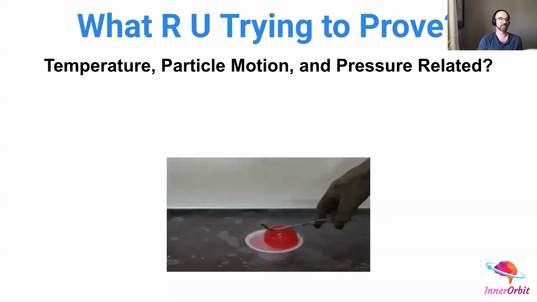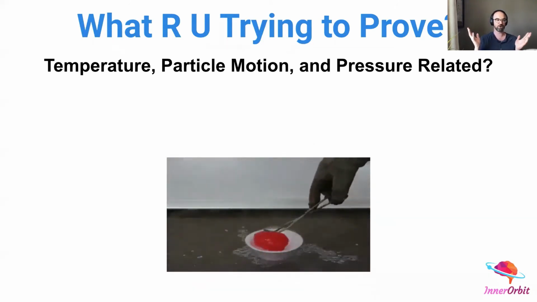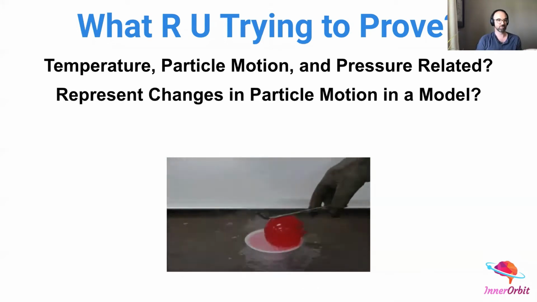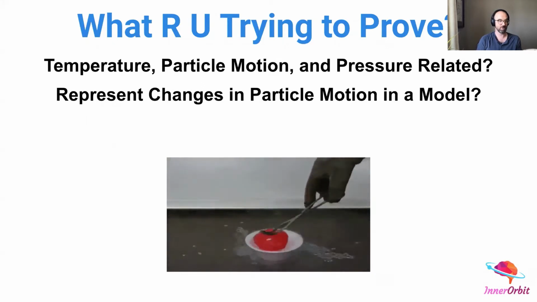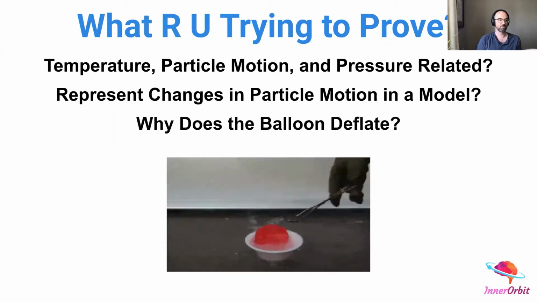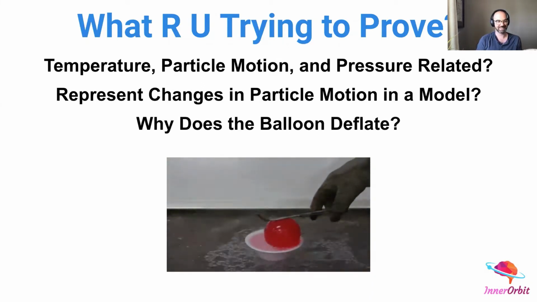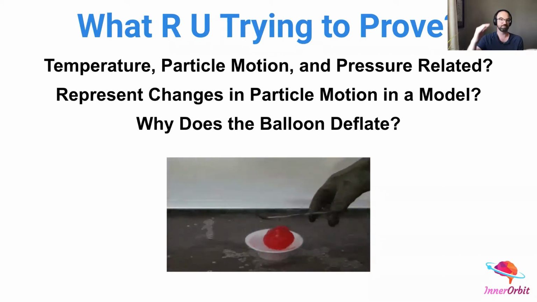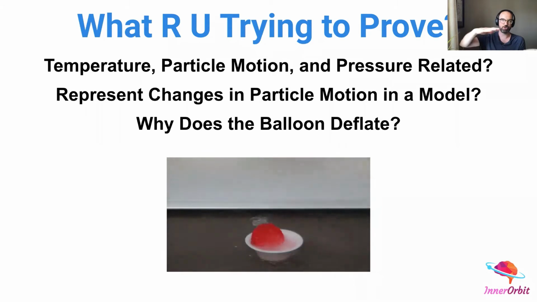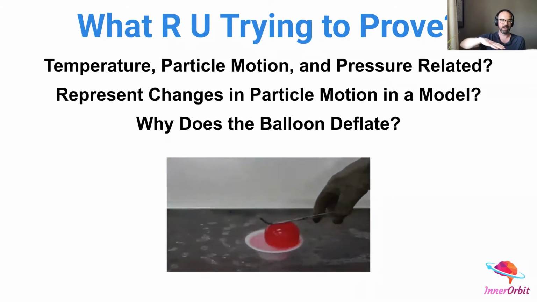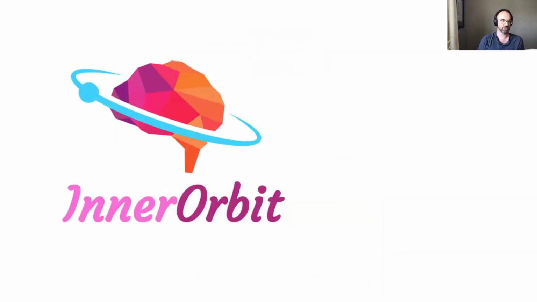So the first question is, are temperature, particle motion, and pressure related? Then it's, represent changes in particle motion in a model. Can students represent those changes? And then, why does the balloon deflate? And these are all with increasing levels of complexity and increasing levels of three-dimensionality as you go down. We're going to go over each of these questions one by one.